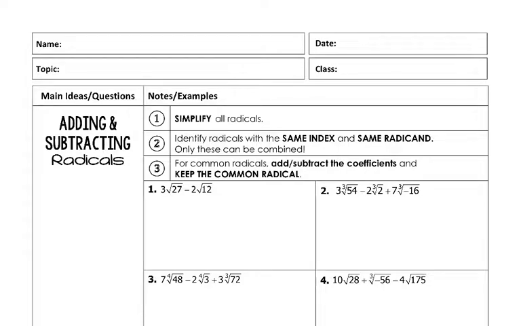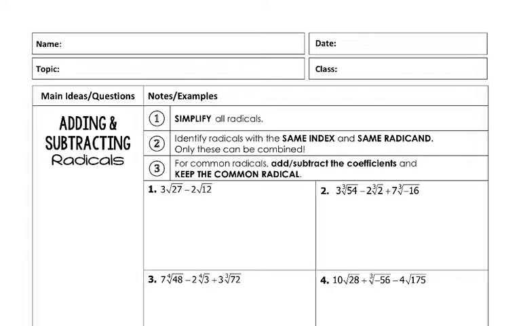I'm going to post this a little bit late, so I'll give you guys a couple days to work on this. I'm going to do the odds for notes and ask that you do the evens for homework. So instead of giving you a separate assignment for homework, you're going to copy the notes, do the evens as homework, and post those both under one assignment, okay?